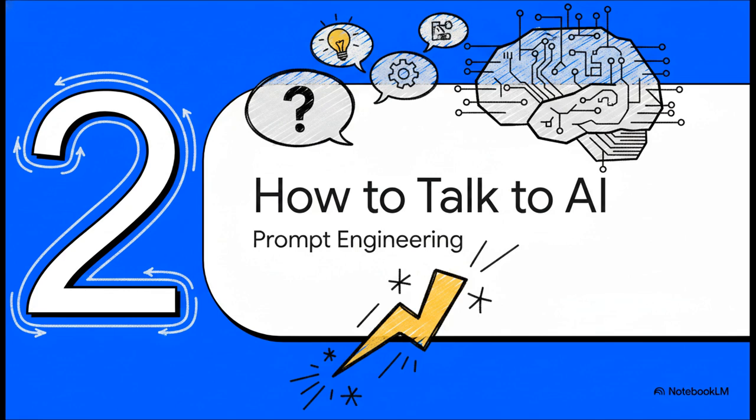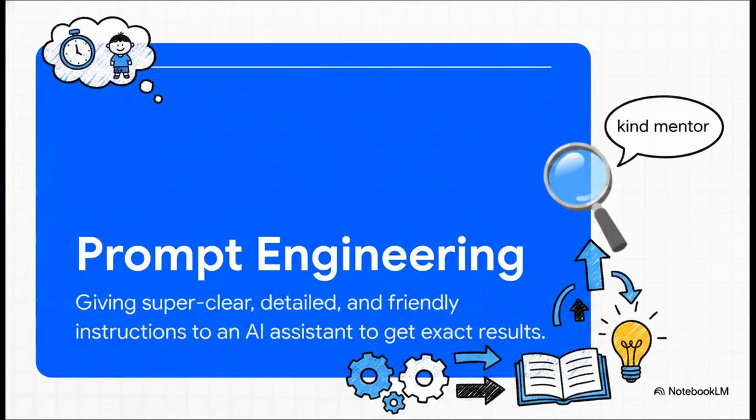Moving right along to Section 2, how to talk to AI, also known as prompt engineering. Now that we know the tools, let's learn how to actually talk to them. This is going to be your new superpower. Prompt engineering sounds super technical, right? But it simply means the art of giving super clear, detailed, and friendly instructions to your AI assistant so you get the exact results you need.